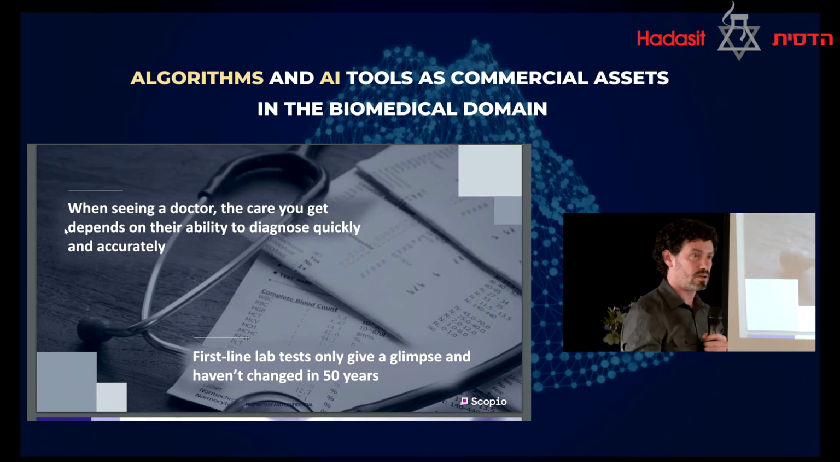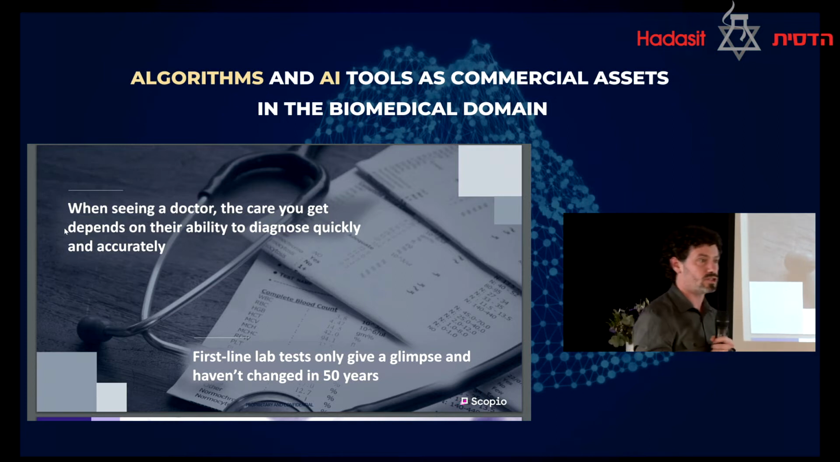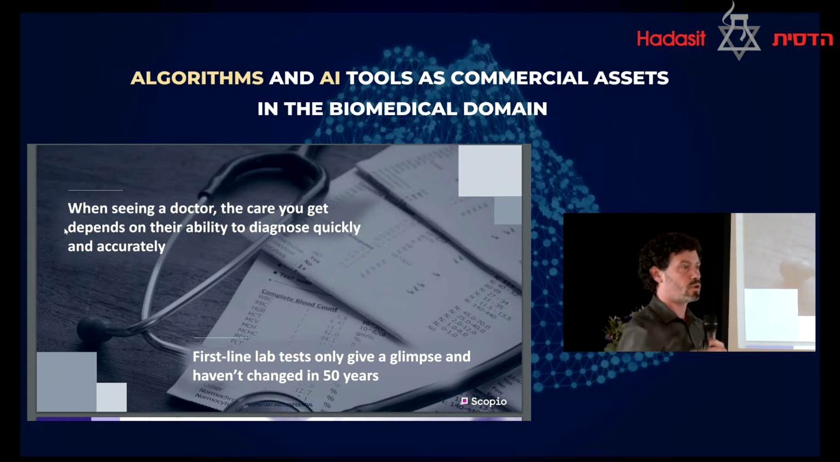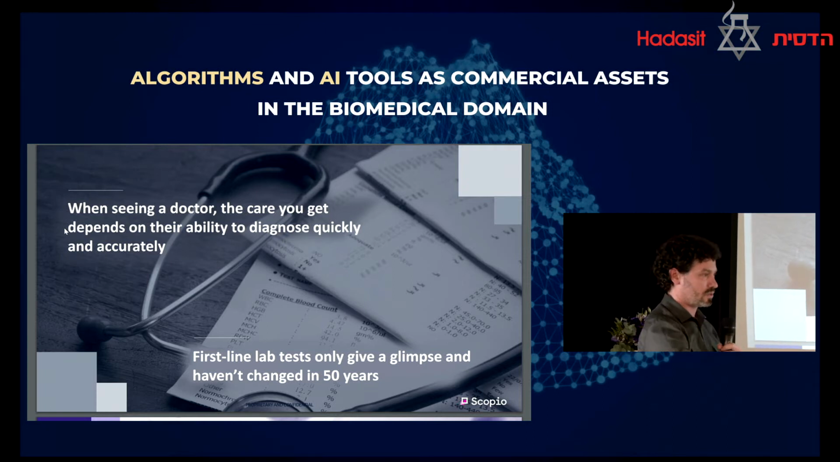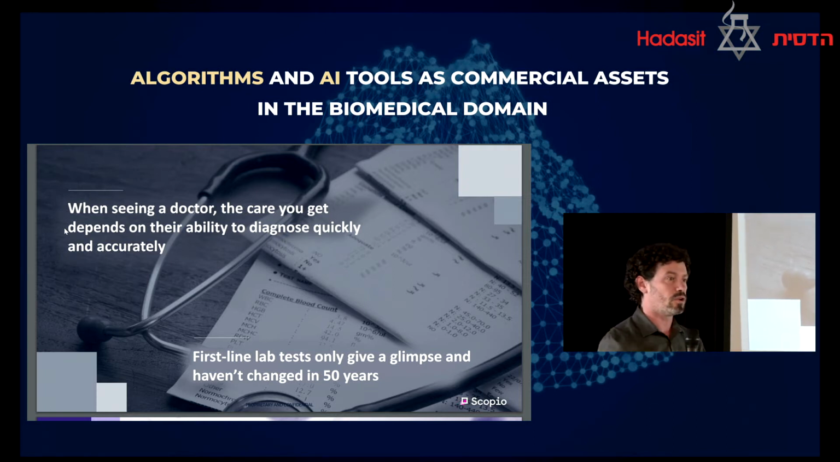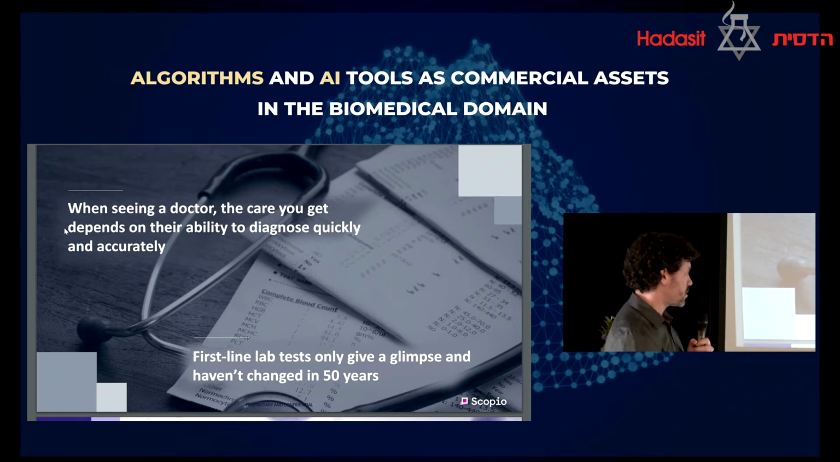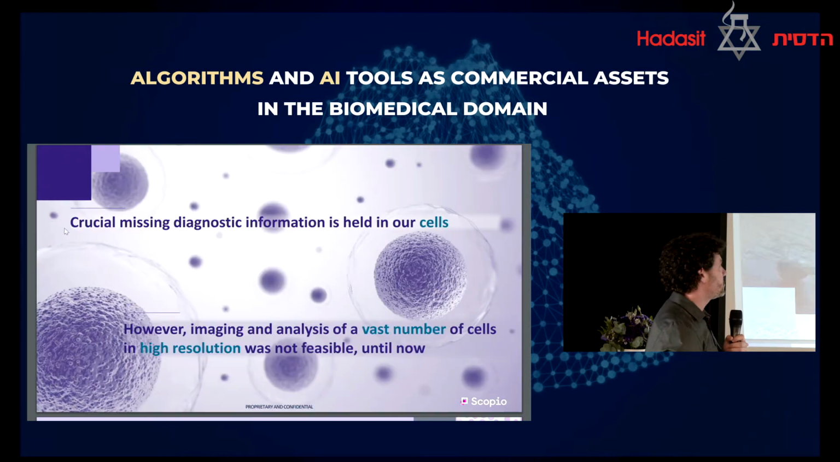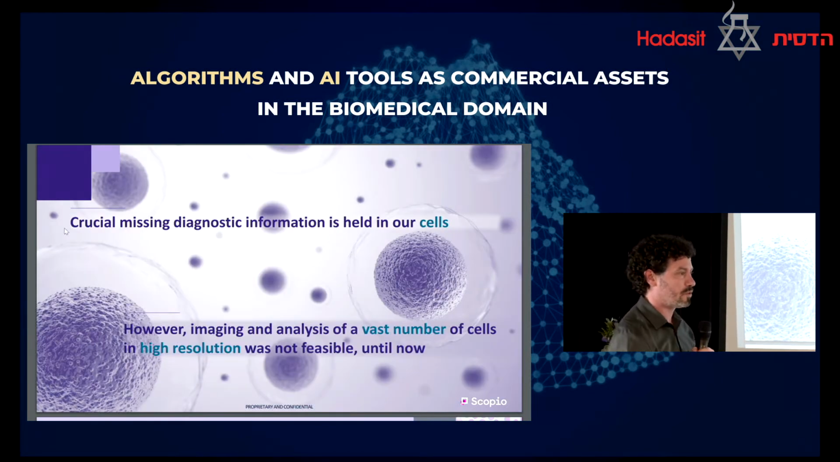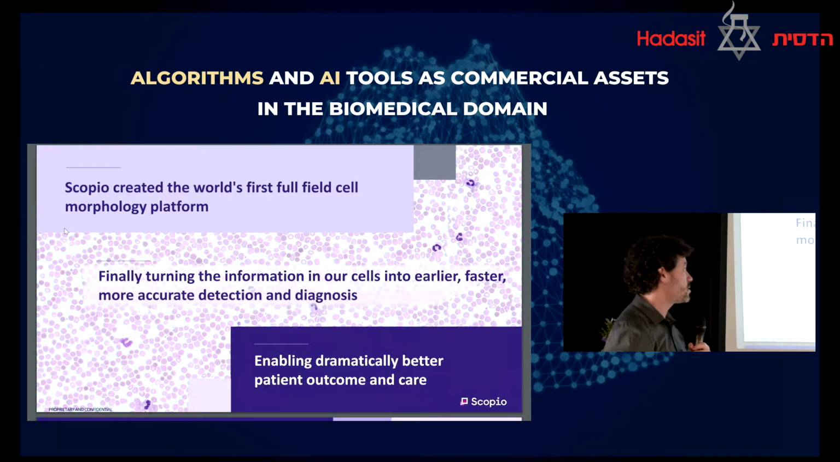So CBC testing, complete blood count testing, hasn't really changed in about 50 years. And so you go and you get first line testing, CBC, and after that, they go and look at it on a microscope or look at snapshots of cells. And the problem is that a lot of the missing information is held in the cells and the morphology of cells, the way they interact with the environment. So the abnormalities, the different ratios, and other different types of problems. But there was no technology to image and analyze them at high resolution. And this is what Scopio came with.